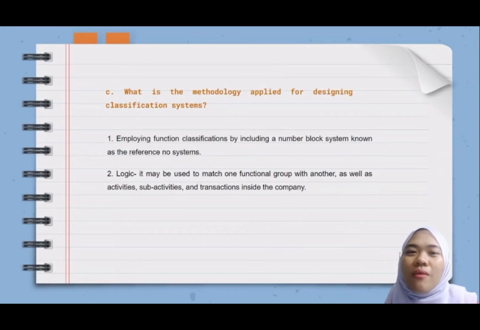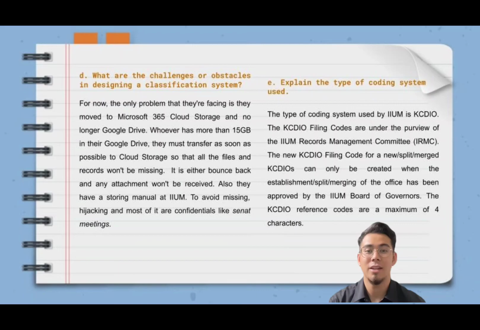Okay, for the next question, what is the methodology applied for designing the classification system? The answer is first, employing function classification by including a number block system known as the reference number system. Second, logic. It may be used to match one functional group with another, as well as activity, sub-activity, and transaction inside the company. Proceed with the analysis and classification of the IIUM filing system.